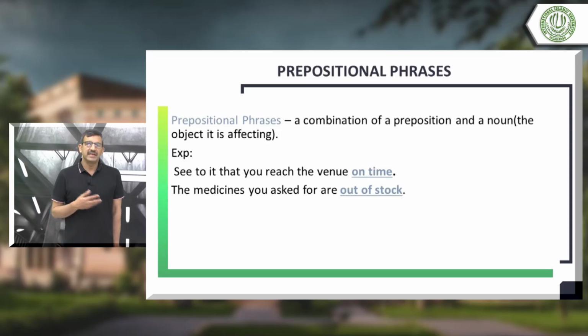Now, we move to the prepositional phrases. How can we make prepositional phrases? Prepositional phrases are a combination of a preposition and a noun, the object it is affecting. For example, see to it that you reach the venue on time. Time is a noun and on is a preposition. So, by combining these two words, we make a prepositional phrase, on time.